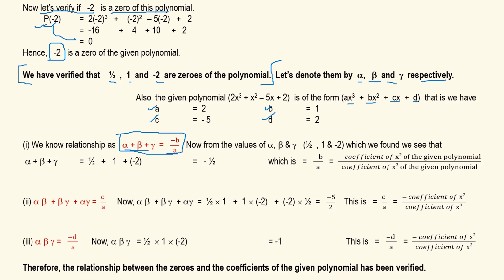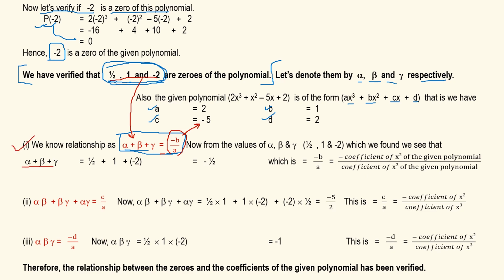That is, we verified that alpha, beta and gamma are equal to 1 by 2, 1 and minus 2. So now we shall place these values of alpha, beta and gamma into the left hand side of this relationship that we are trying to verify, and then whatever value we get, we will compare it to the right hand side where we will keep the values of a, b and c, which we have just written over here. So let's try to verify the relationship number 1.